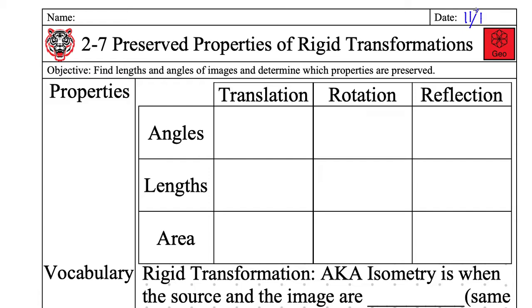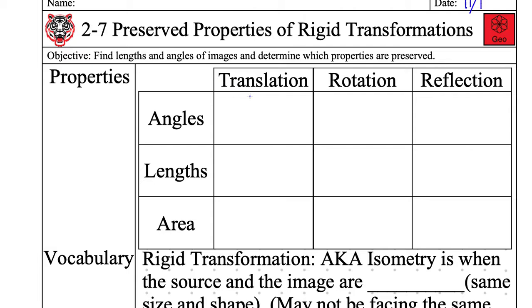Today we're talking about preserved properties of rigid transformations. Our objective today is to find lengths and angles of images and determine which properties are preserved. So, if I'm talking about a translation, are the angles preserved? And the answer is yes. So, I'm going to say that the angles are congruent. If I have this shape and I translate it up here, I have that same shape. It should be exactly the same angles as before. So the angles are still congruent, and that means that angle A is congruent to angle A prime. So the pre-image or the source is congruent to the image.